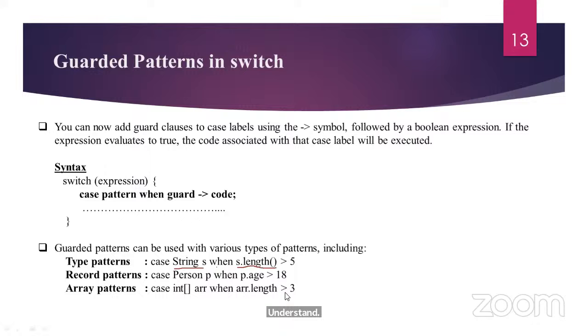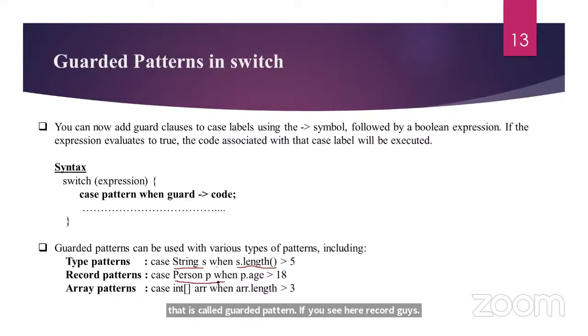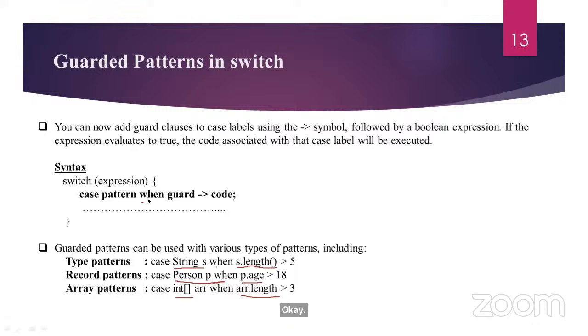Understand my point, guys, everybody? Okay, that is called guarded pattern. If you see here, record pattern, guys. If you pass a person, Person p, and p.age is greater than 18, so if your object type is person and the age is greater than 18, then the particular case block will get executed. If the particular type is an integer array and the length is greater than 3, then the particular case block will get executed. So this is called guarded patterns. In order to work with guarded patterns, we need to use the when keyword.